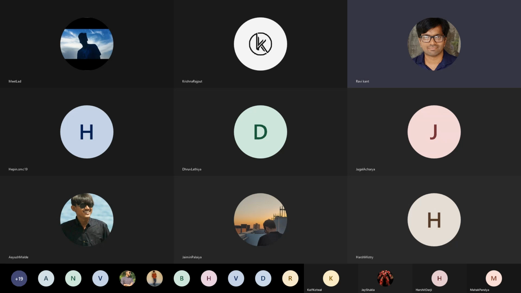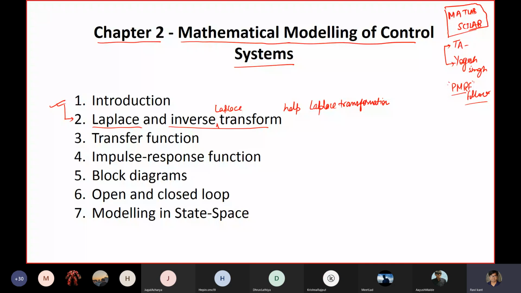Screen is not visible. Okay, I'm sorry, let me share that. Sorry. Now is it visible? Yes, sir. Okay, so I think we have not left anything that is not shown.